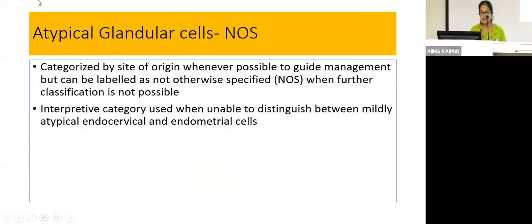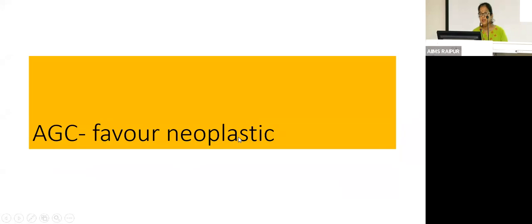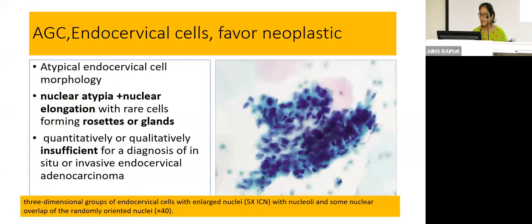Now, this next category is atypical glandular cells, NOS, not otherwise specified. So we try to categorize by site wherever possible. But when you can't, you put it into the category of NOS. This category is used when you're unable to distinguish between mildly atypical endocervical and endometrial cells. Then we have the next subcategory, which is atypical glandular cells, favor neoplastic. So we look at the first subcategory in this, atypical glandular cells, endocervical, favor neoplastic.